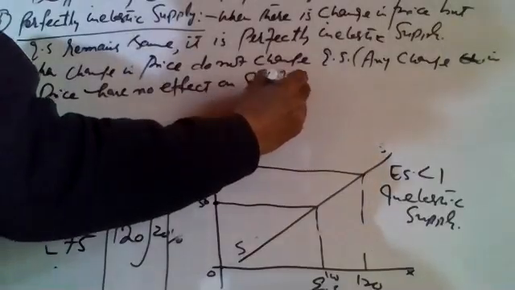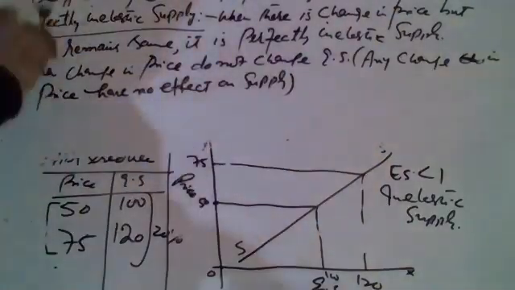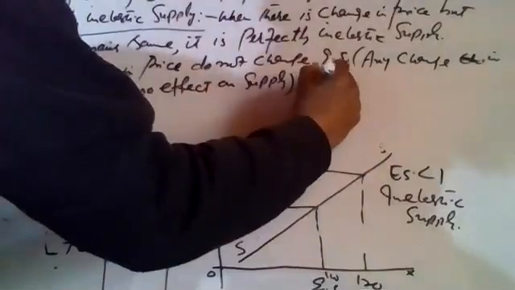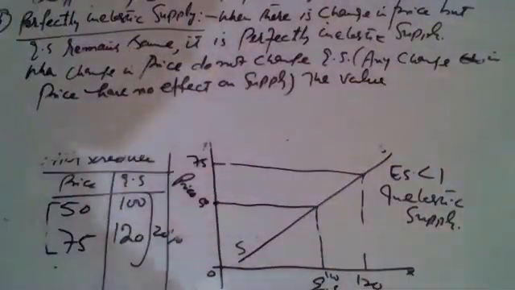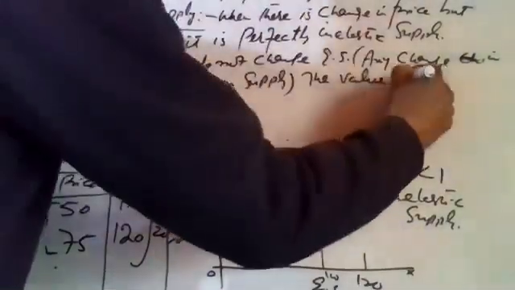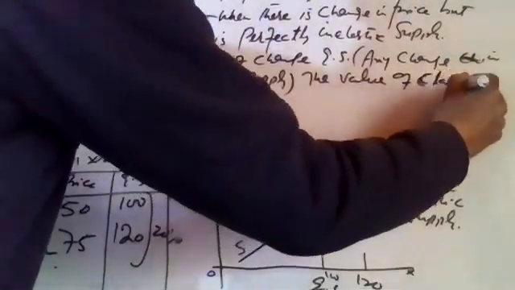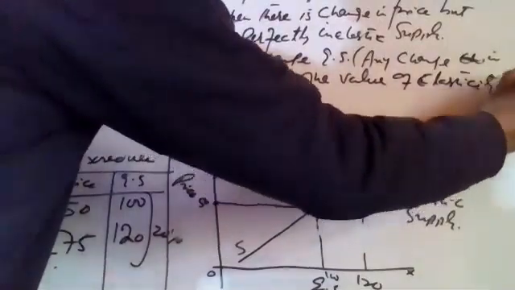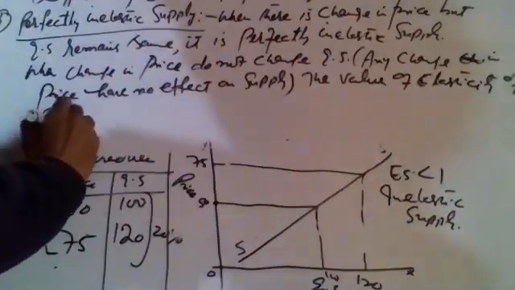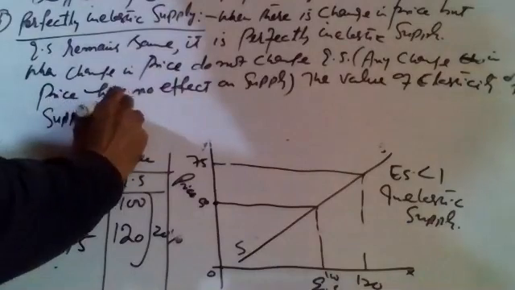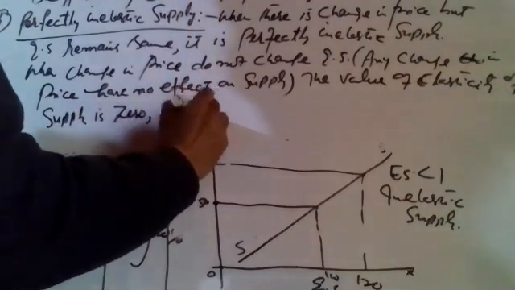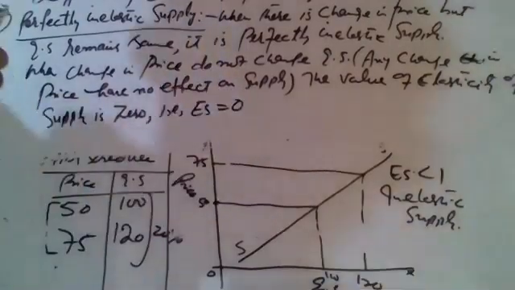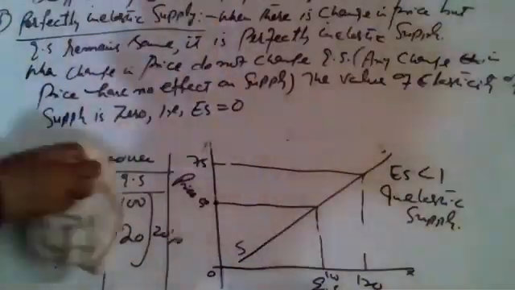So this is the case of perfectly inelastic supply. The value of elasticity of supply here is 0. That is, elasticity of supply is equal to 0.